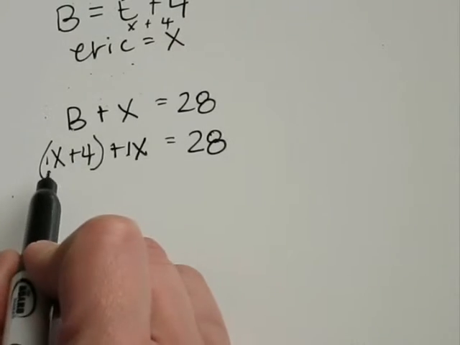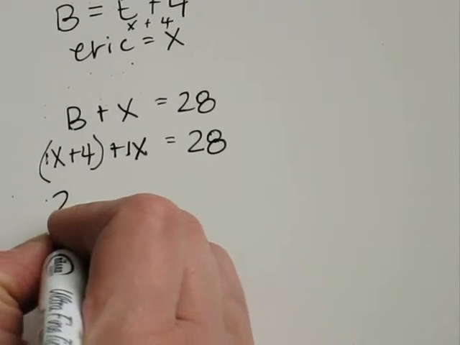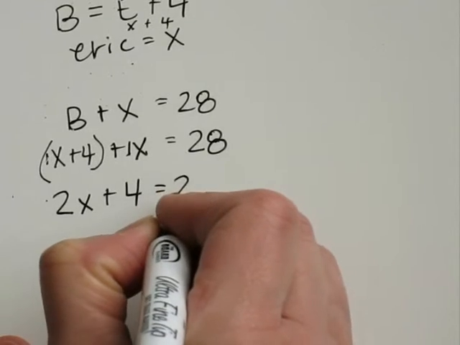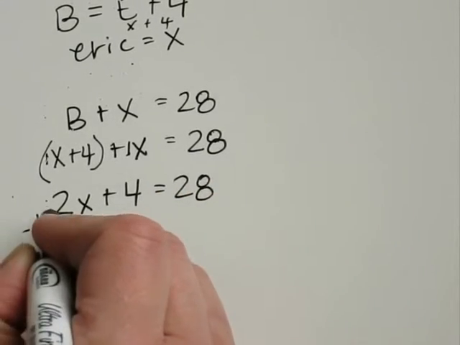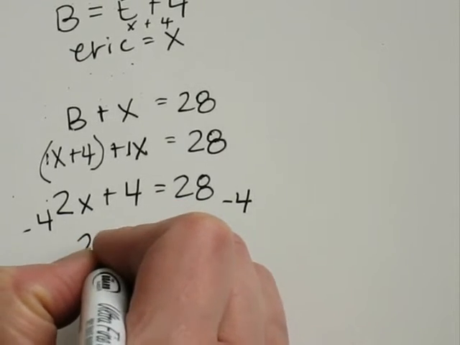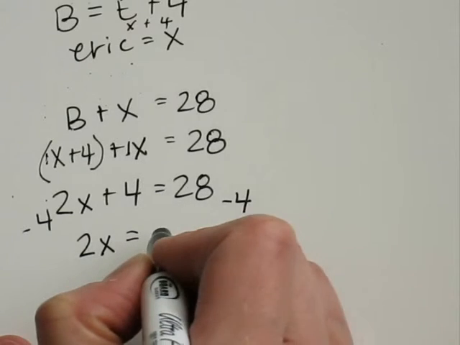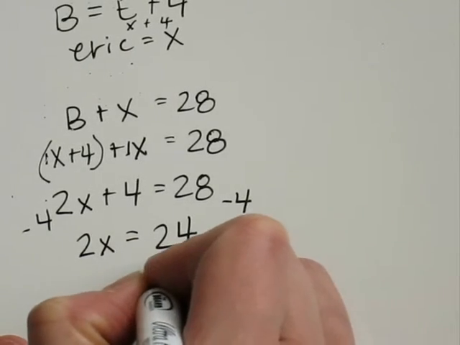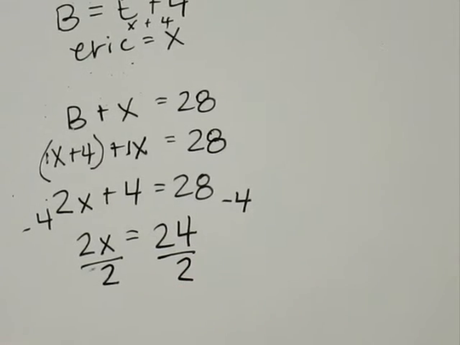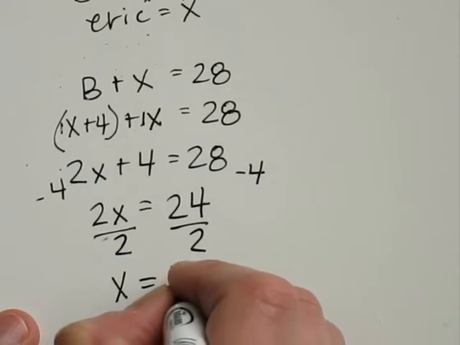So x plus 4 plus x. Add together the coefficients of x. 1 plus 1 will be 2. 2x plus 4 equals 28. Subtract 4 from each side. That will leave 2x equals 28 minus 4 is 24. Solve for x by dividing each side by 2. 24 divided by 2 is 12.